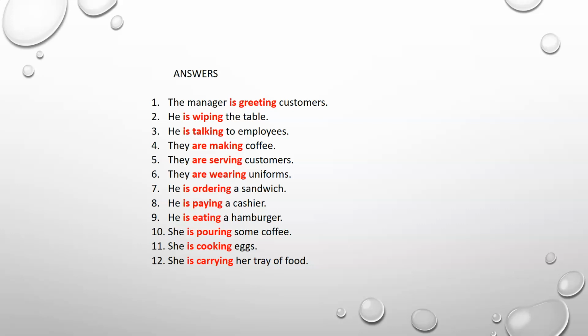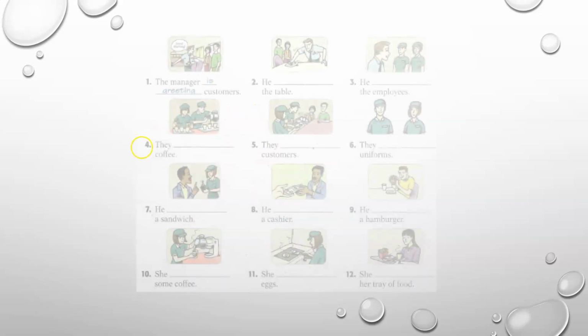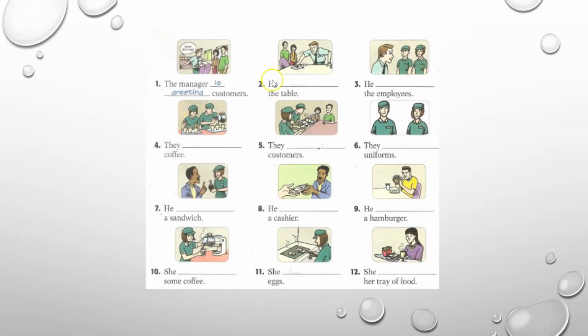9. He is eating a hamburger. 10. She is pouring some coffee. 11. She is cooking eggs. 12. She is carrying her tray of food. Okay, so these are the answers to describe the pictures.